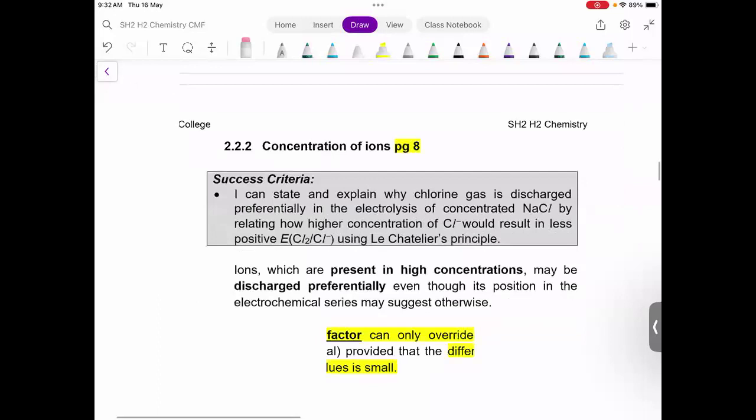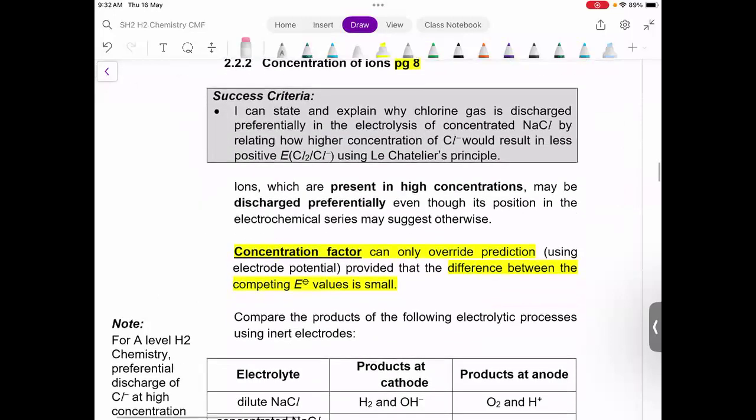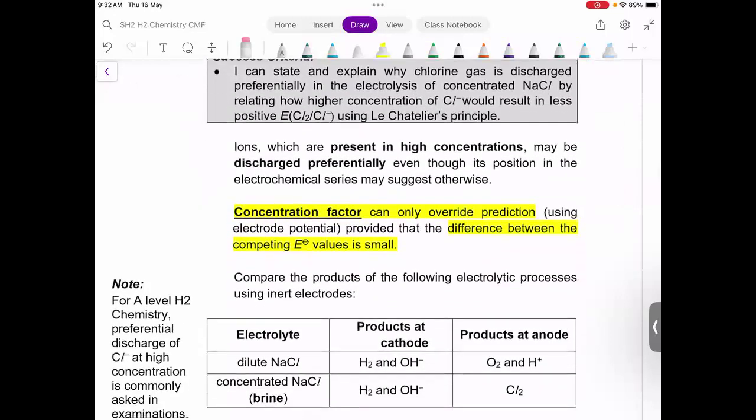All right, so let's quickly move on to the concentration of ions. So remember there are three factors. Number one is the E naught value. Number two is the effect of concentration. And number three is whether you are using a reactive electrode. These three factors. So we are done with the E naught value factor. Now we are considering the concentration factor.